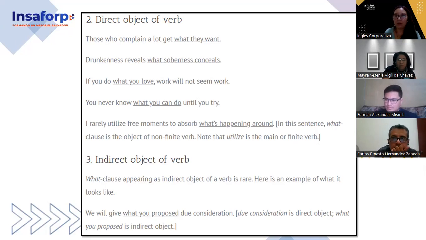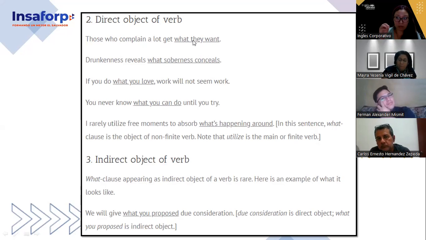O al objeto. So, in this case, aquellos que se quejan bastante obtienen lo que quieren, okay? Those who complain a lot. Aquellos que se quejan bastante, okay? Eso es el sujeto de la oración. Luego tenemos el verbo, consiguen. Y quien recibe el verbo conseguir es el objeto en la oración y parte del objeto es la what clause.